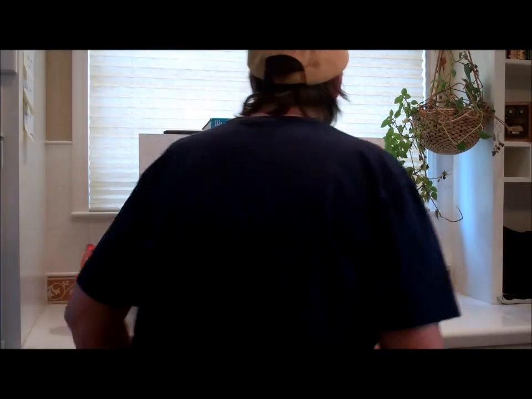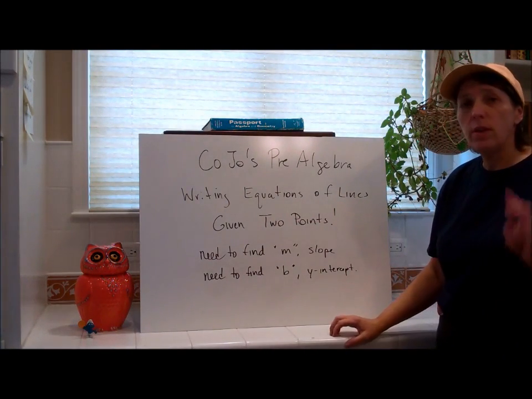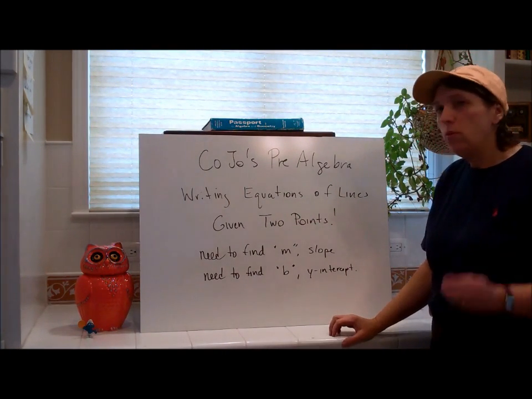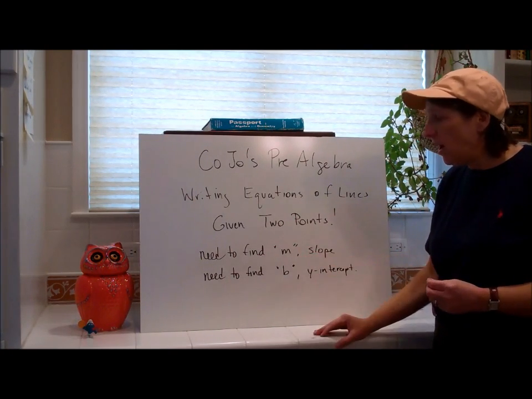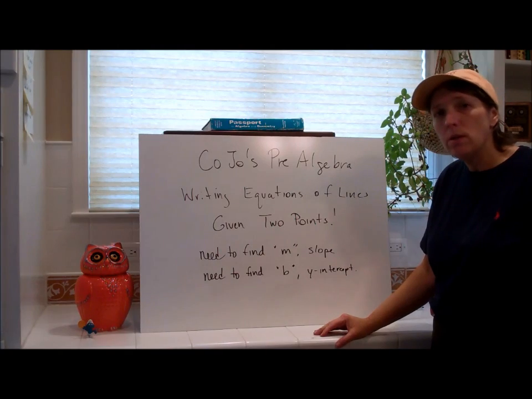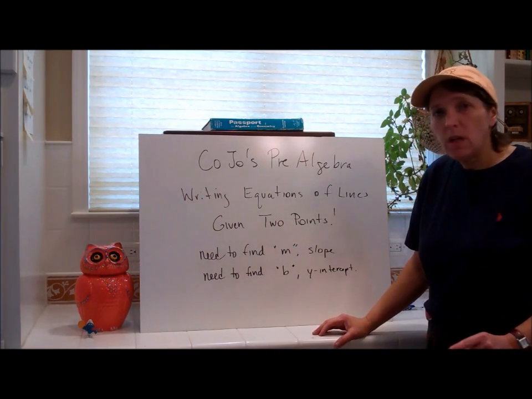Welcome to Kojo's Pre-Algebra, and today we're going to be focusing on writing equations of lines given 2 points. So you're missing the slope and the y-intercept. So you're going to have to find each one before you can write the equation of the line in standard form. Remember what standard form is?